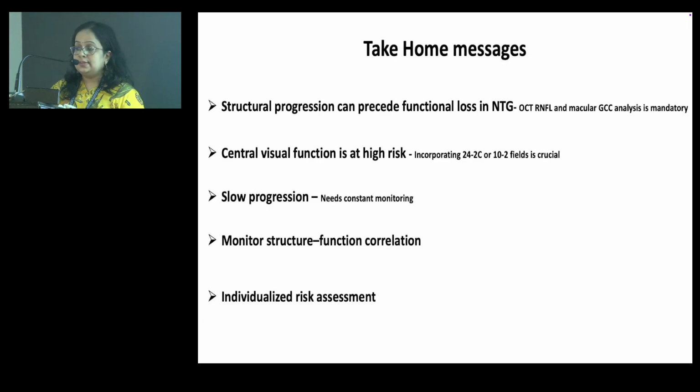So the take-home messages are: especially in normal tension glaucoma, structural progression can precede functional loss. Central visual function is at high risk, so whenever possible incorporate 24-2 with 10-2 or 24-2C. Slow progression means it needs constant monitoring. It should have more structure function correlation also, and the patient should have an individualized risk assessment. Thank you.